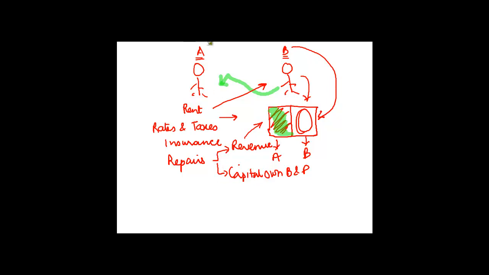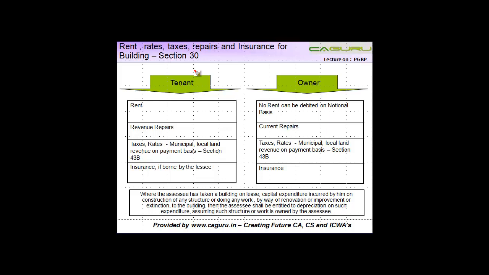Now we will see that if you are occupying the building as a tenant, tenant means a person who's hired a building, who's using it on rent, or if you are using it as an owner, in both the cases, as I said, it has to be used for the purpose of your business and profession. If not, then no deduction is allowable under section 30. So let us first examine the case of a tenant. A tenant will pay rent to the landlord or the owner, right? So whatever rent you pay is going to be allowed as a deduction under section 30.